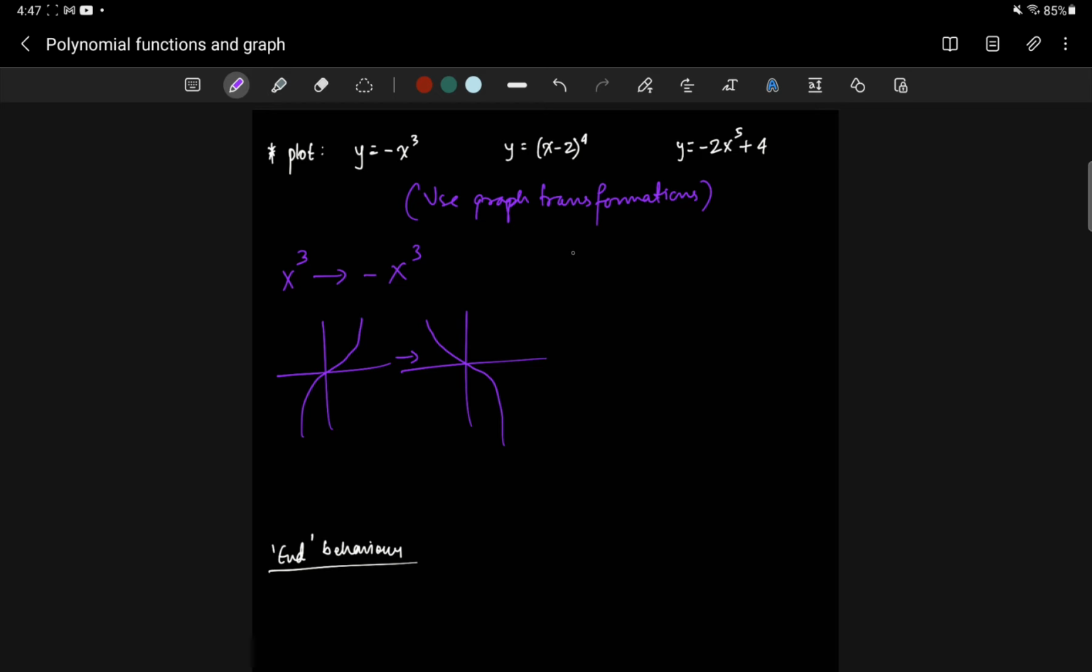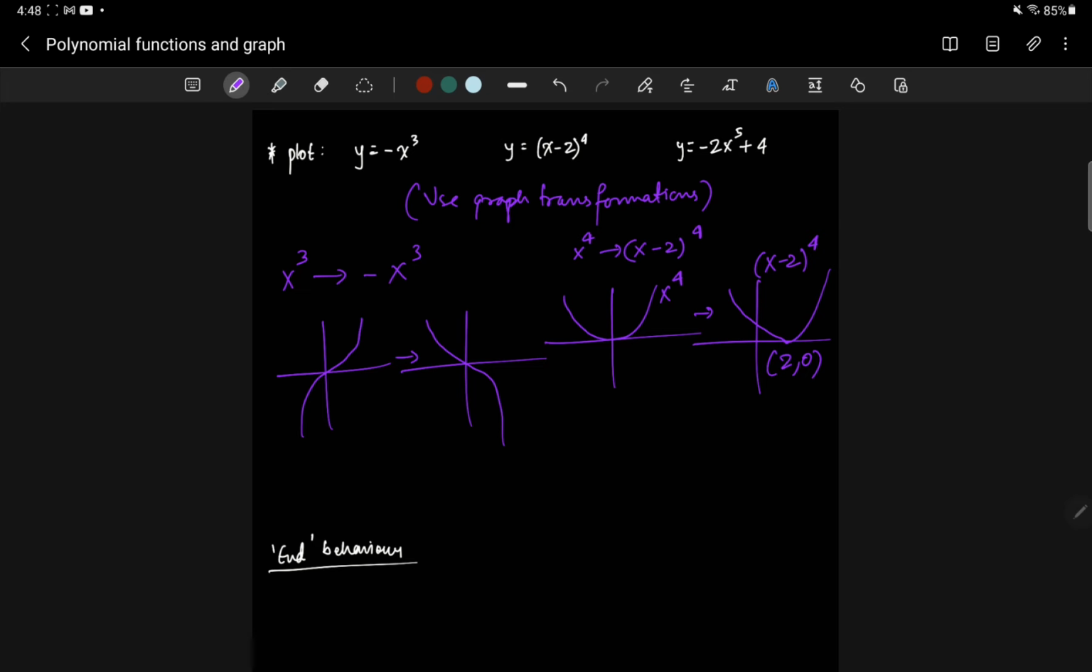The second one goes from x to the 4 to x minus 2 to the 4. So x to the 4, because of an even power, looks like that. And then x minus 2, right, means you're moving it 2 units to the right, and that is going to be x minus 2 to the 4. And this point is precisely (2, 0).